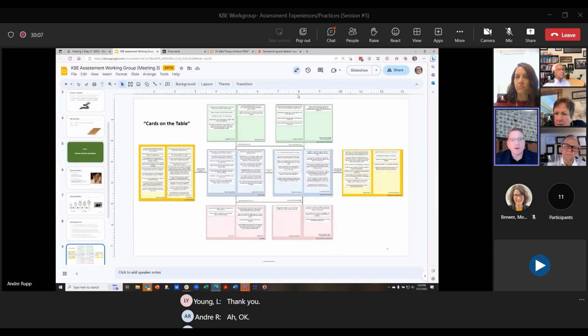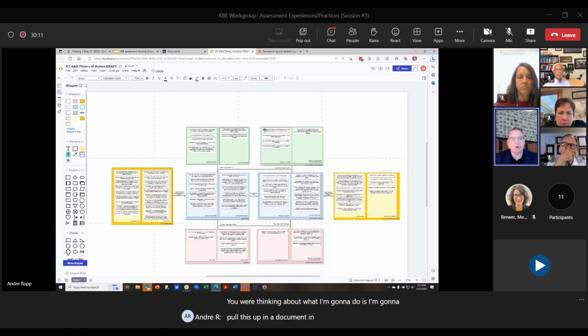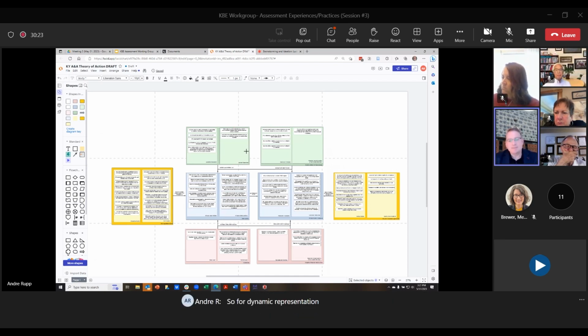Well, while you're thinking, I'm going to pull this up in a document in a program called Lucidchart. That's the program in which I've created this. I've come to really like this one because it allows you to move things around, and you can see there are all kinds of shapes and colors. So for dynamic representations, it works well.